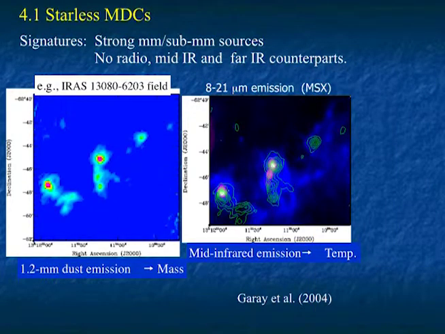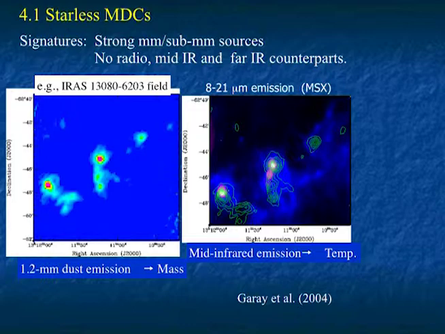This is a map done from the survey of Faúndez. This is the IRAS source that he was looking for or pointed to. And this was the map at 1.2 millimeters. The 1.2 millimeter emission is a measure just of the mass. No? The flux density is proportional to the mass. So if you want, here you have an image of the mass that is in this region.